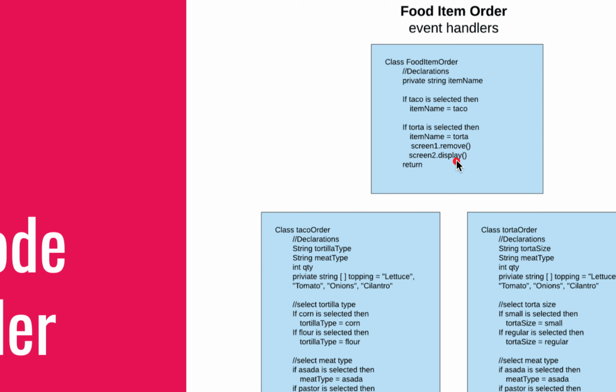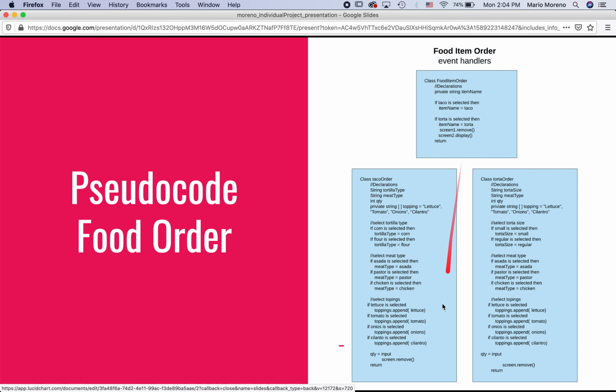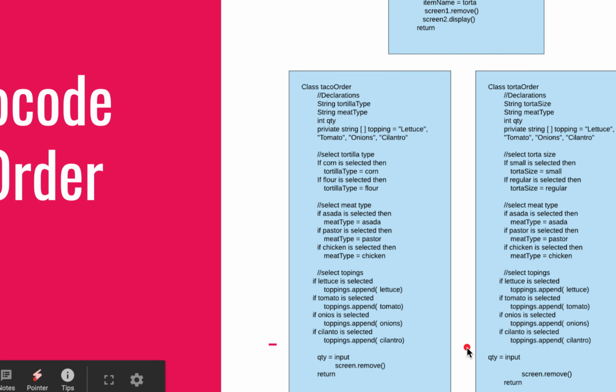screen. I mean, we don't know how to do this yet, but then we need to go to a different screen. And this is the screen of the taco, and it works the way the flowchart described it. They select the type of tortilla, corn or flour, and then the type of meat that they want, and then the toppings, and then the quantity down here. And it's the same on the torta, with the difference of selecting the torta size.